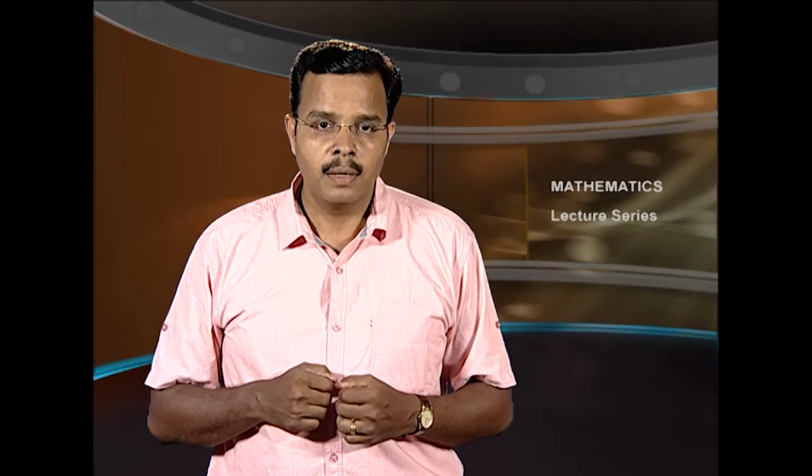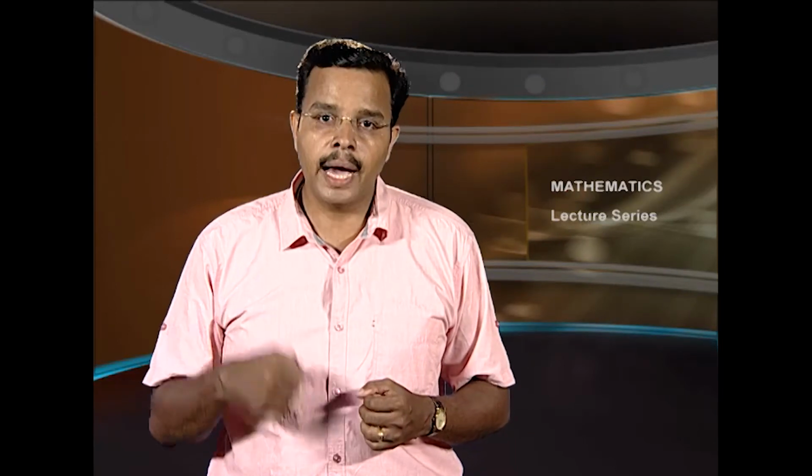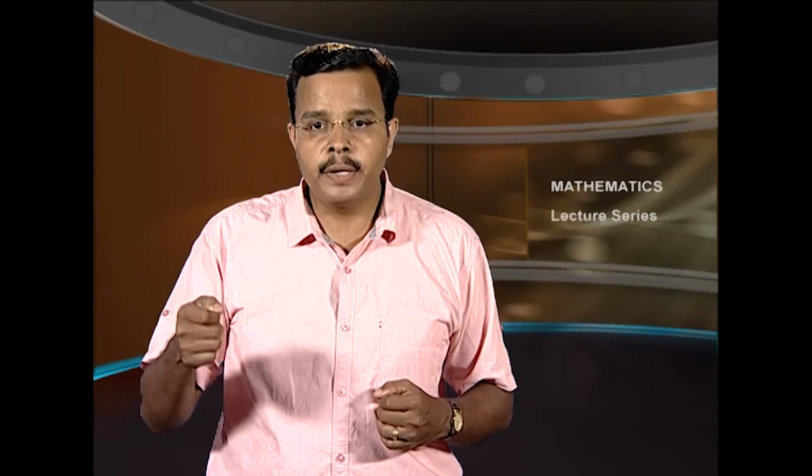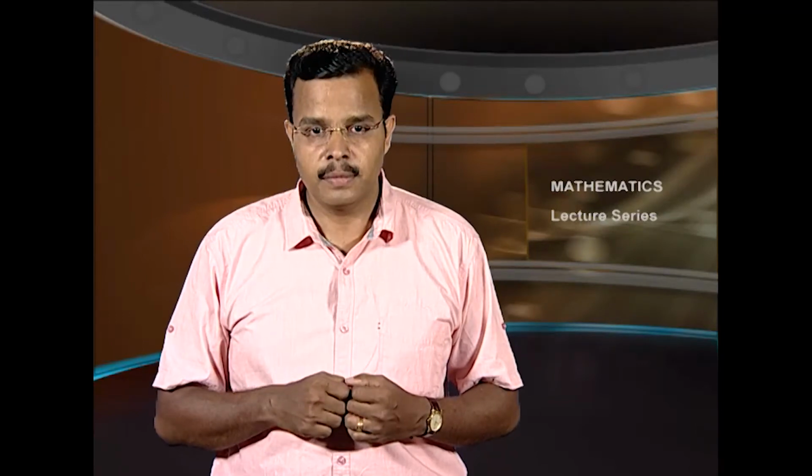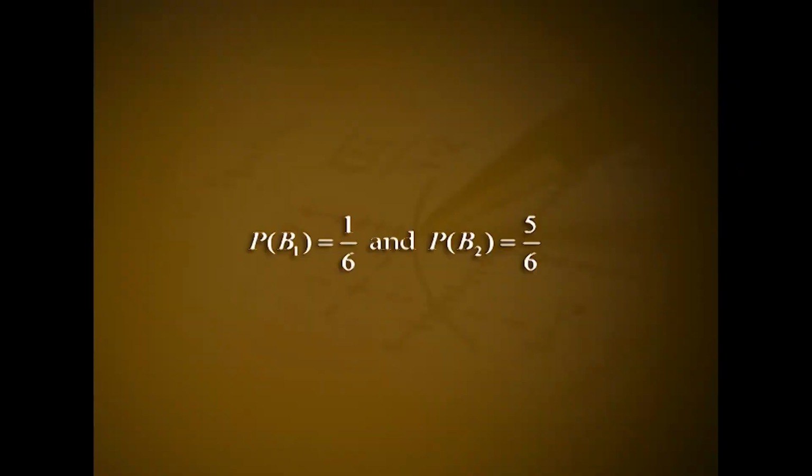Solution. Let B1 and B2 denote the events that the number obtained is 5 and the number obtained is not 5 respectively. Let A denote the event of getting the number 5. Since the die is balanced, P(B1) = 1/6 and P(B2) = 5/6.